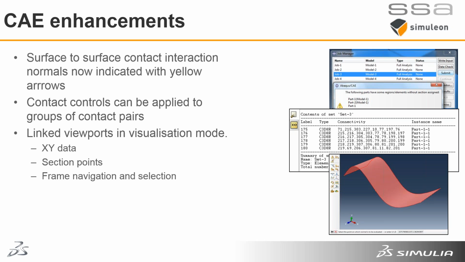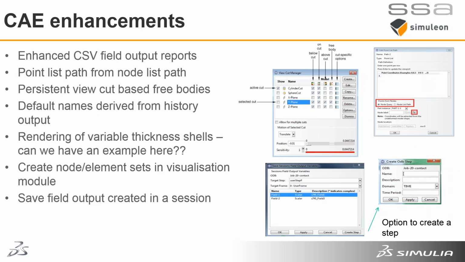We've got much more with linked viewports. And then we've got the last slide full of CAE enhancements, so things to do with being able to create steps in ODBs manually. I've actually seemed to have left in the example of rendering variable thickness shells, rather than actually delivering a picture of it.